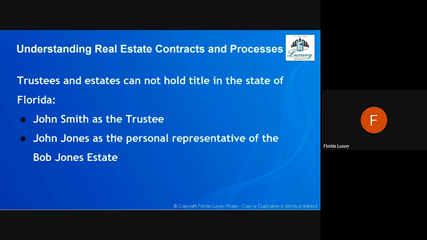So now something interesting, going back to mom passed away, kids own the house. Trustees and estates cannot hold title in the state of Florida. Can a property be owned in a trust? Yes, absolutely. But it cannot be owned as a trustee. So it can't be John Smith as a trustee of the 123 Main Street Trust, but it can be held as 123 Main Street Trust or Smith Family Trust. Those you can do, but it can't be John Smith as the trustee or John Jones as the personal representative of the Bob Jones estate. The Bob Jones estate can own it, but John Jones as the representative cannot.